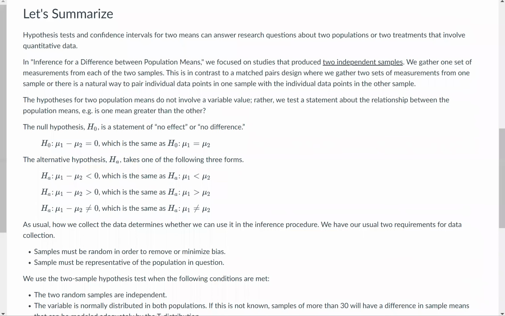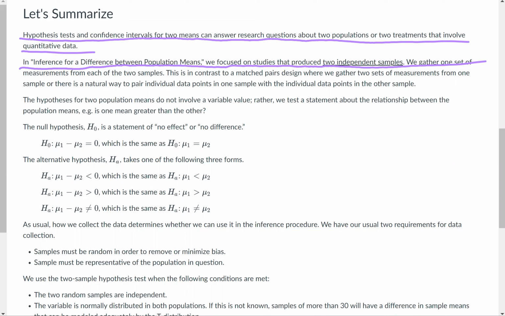Now, before we move on to the next module, let's summarize what we've learned in this module. Hypothesis tests and confidence intervals for two means can answer research questions about two populations or two treatments that involve quantitative data. In inference for a difference between population means, we focused on studies that produced two independent samples. We gather one set of measurements from each of these two samples.